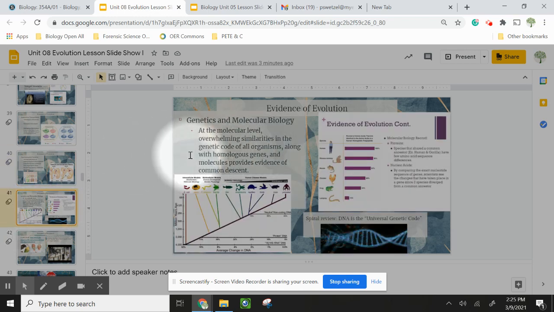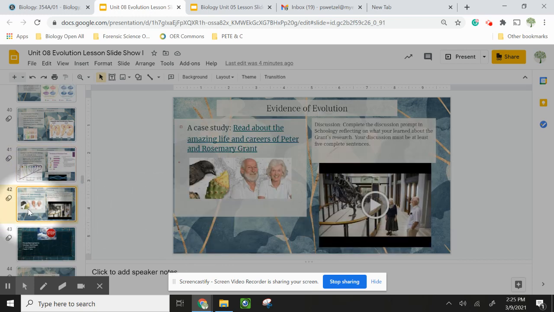The big one right now, that wasn't known during Charles Darwin's time, is the genetic component. When we look at genetics and molecular biology, DNA, the universal genetic code at the molecular level, there's overwhelming similarities in the genetic code of all organisms, along with homologous genes and molecules that provide evidence for common descent. So you can look at these graphs here and you can see the percent of nucleotides that differentiate one organism from another, and also how similar some organisms are in terms of their molecular DNA.